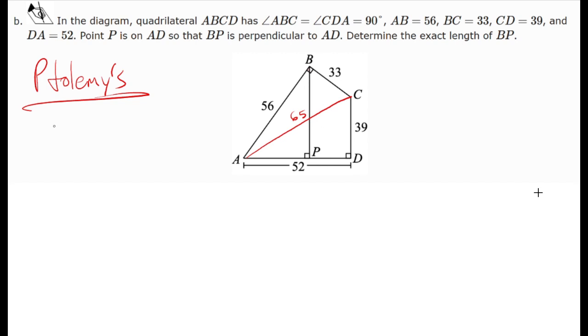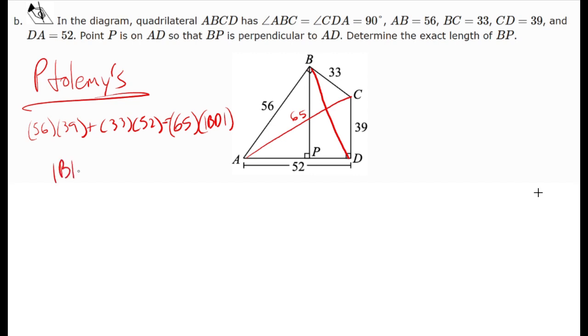So sum of the product of the opposite sides, 56 times 39 plus 33 times 52 equals the product of the diagonals, 65 times this diagonal, which is going to be BD. And then we get that BD is 60. Because it's pretty easy to solve. We only have one unknown and one equation, so we're good. Now that we know that that's 60, what do we do from here? Let's introduce another formula, Heron's formula.